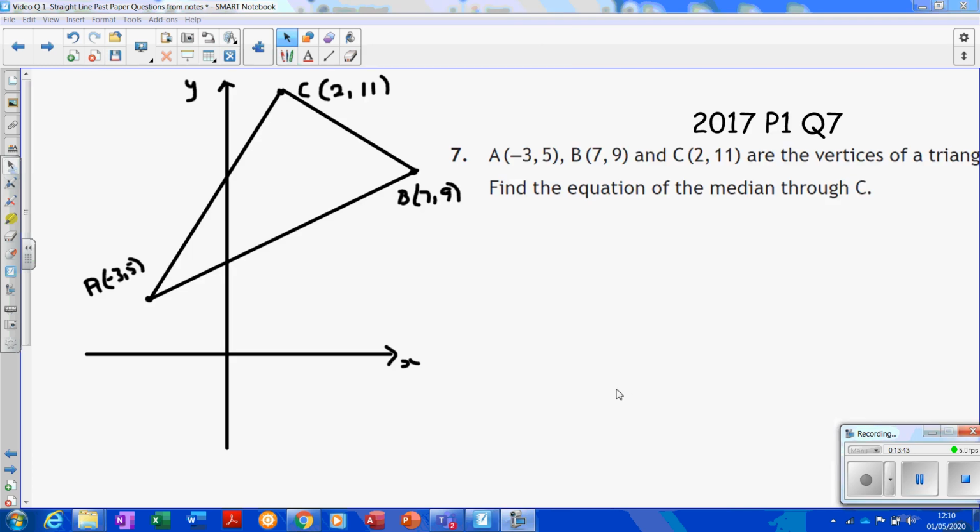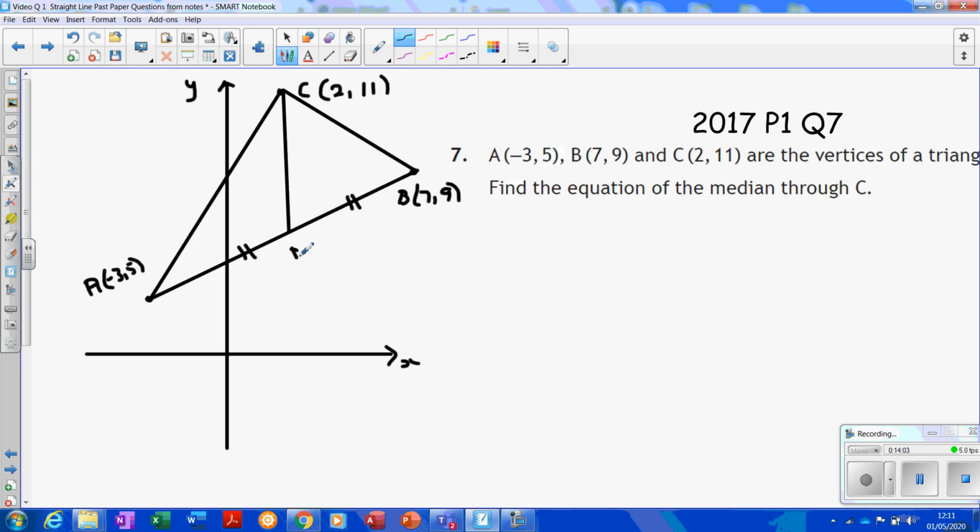Okay, so A is the point, B is the point, C is the point, the vertices of a triangle. Find the equation of the median through C. So I'm going to draw the median through C. The median through C comes from C and meets the opposite side in the middle. If that is the median, then that side is the same as that, and that's the midpoint of that line. So we want to find the equation of this median.